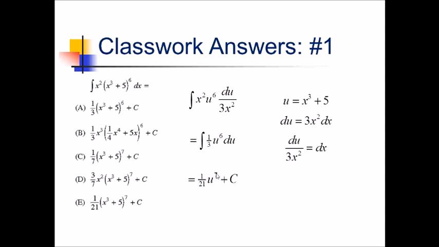And then substituting back in for u, because all the answer choices are in terms of x, we've got 1 over 21 times x cubed plus 5 quantity to the 7th plus c. So that's going to give us answer choice E.